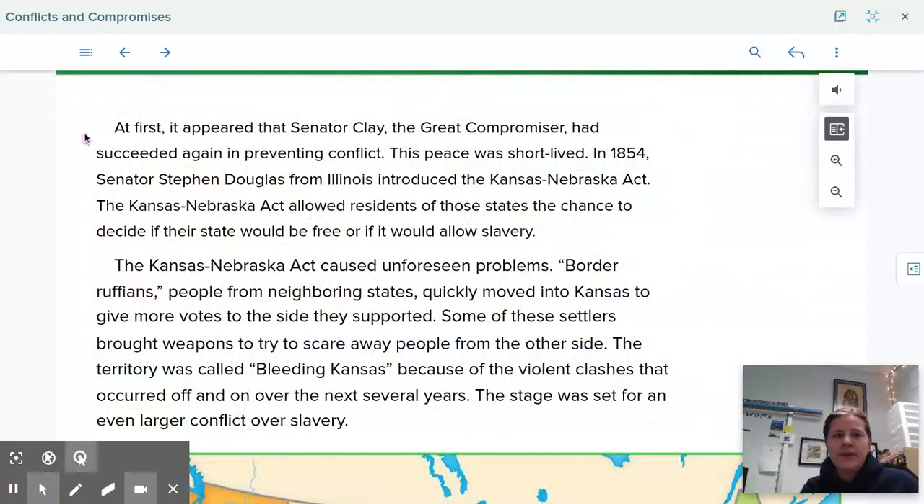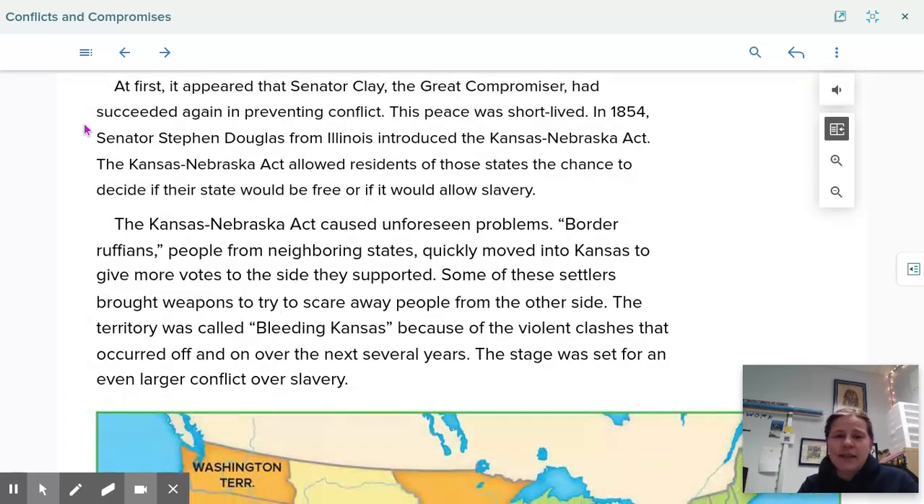At first, it appeared that Senator Clay, the great compromiser, had succeeded again in preventing conflict. This peace was short-lived. In 1854, Senator Stephen Douglas from Illinois introduced the Kansas-Nebraska Act. The Kansas-Nebraska Act allowed residents of those states the chance to decide if their state would be free or if it would allow slavery. The Kansas-Nebraska Act caused unforeseen problems.